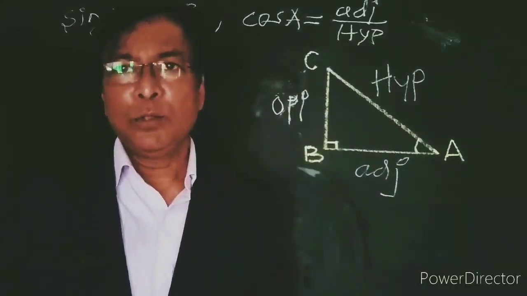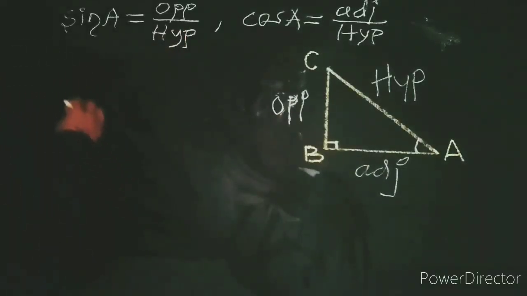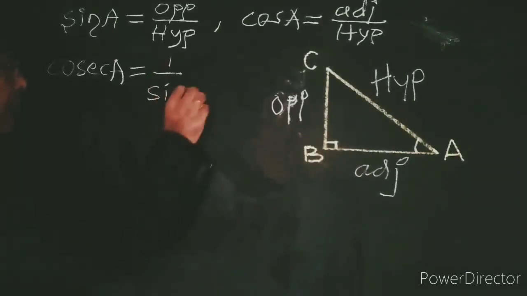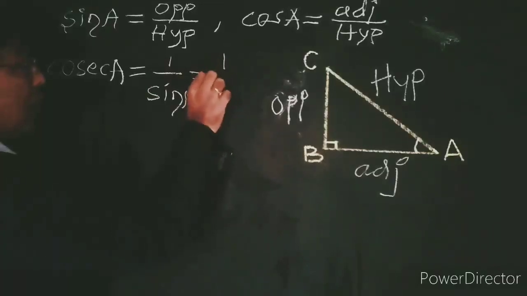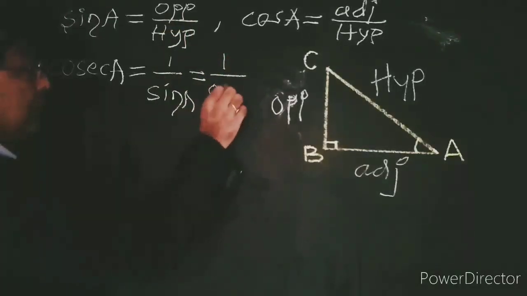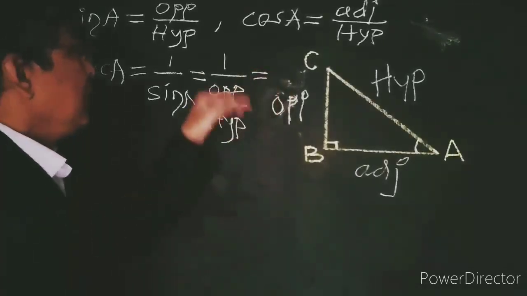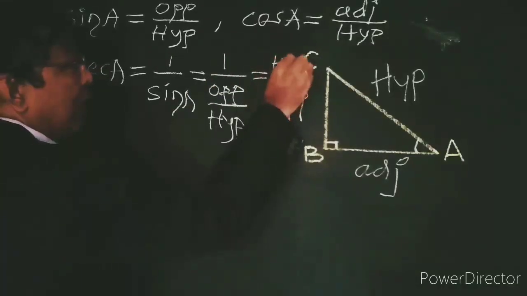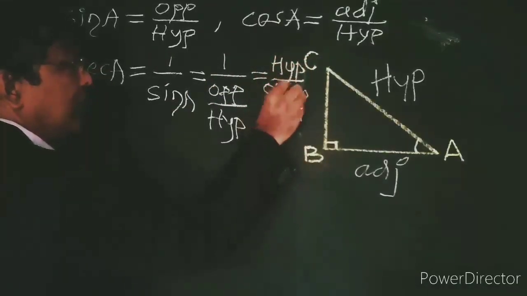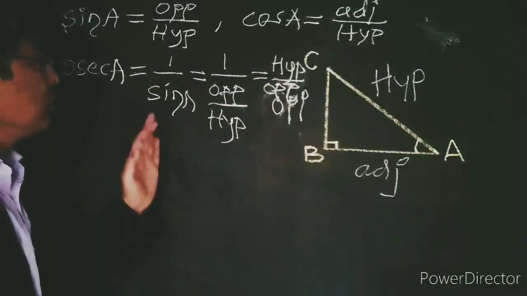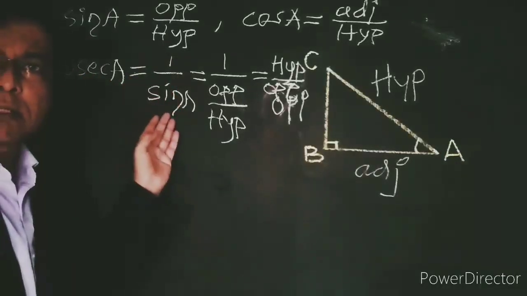Now let us see how to get the fifth ratio, that is cosec A. What do we have to do? We have to invert the sin A, that is 1 upon sin A. We know that 1 upon sin A means what? Opposite side upon hypotenuse. This hypotenuse will go to the numerator and we get hypotenuse divided by opposite side. This is the ratio of cosec A. Therefore, we can also say that cosec A is nothing but 1 upon sin A.